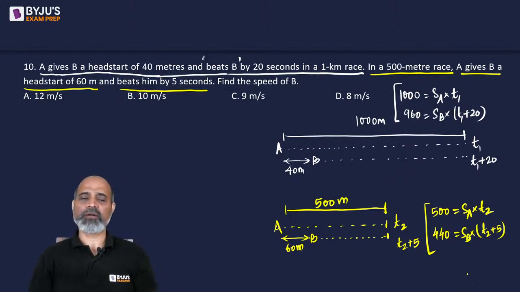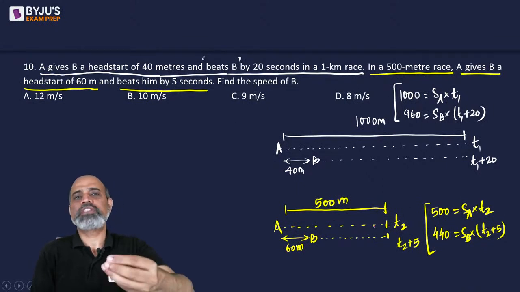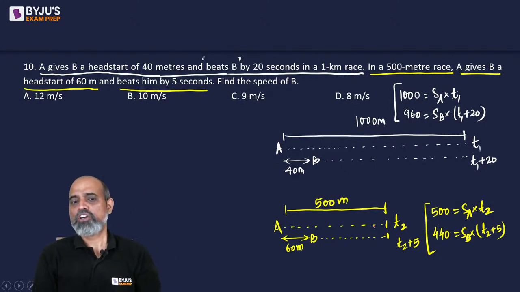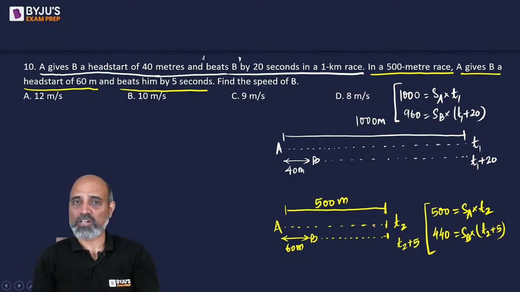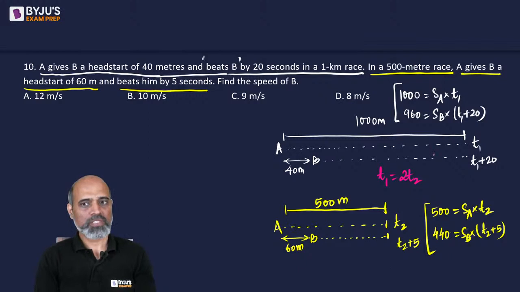So let's use a bit of proportion here. Okay. So if A takes T2 time in 500 meters, so T2 को कुछ टाइम मान लेते हैं. चलो 100 सेकेंड, 100 seconds मान लेते हैं. So if A covers these 500 meters in 100 seconds, so A will obviously cover double of this, that is 1000 meters in 200 seconds. Double time लगेगा ना? So from here, can we say that T1 is nothing but 2T2?